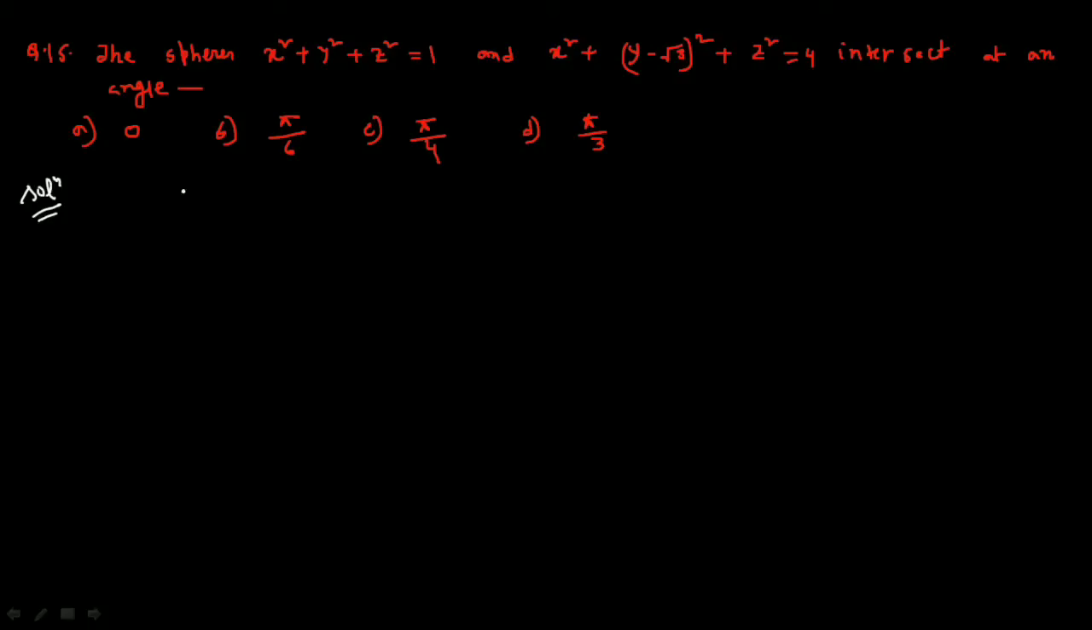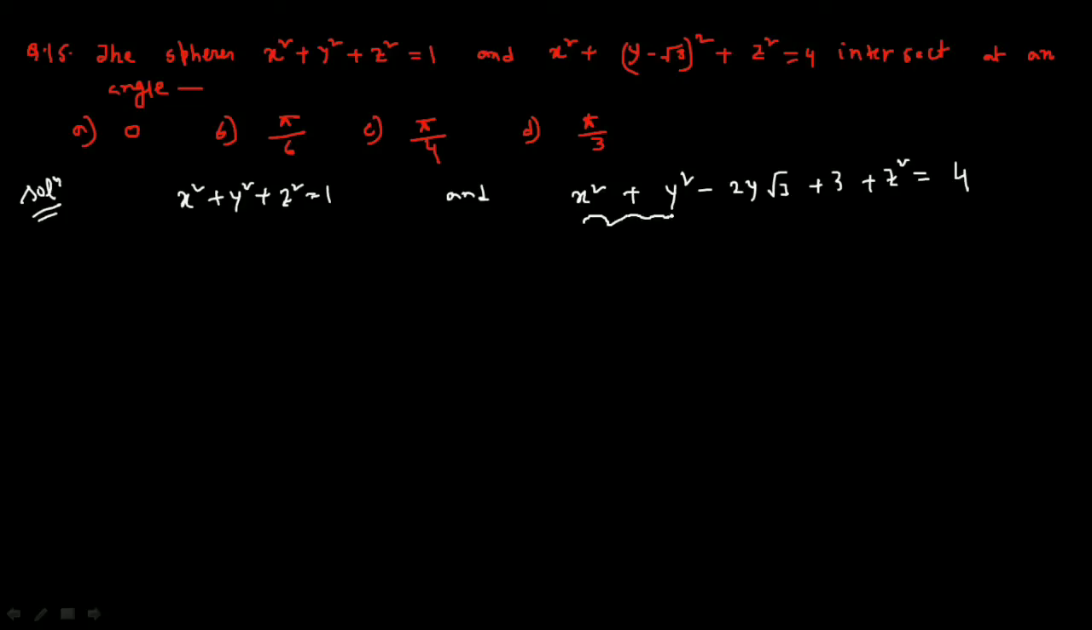So here one sphere is given as x square plus y square plus z square is equal to 1, and another sphere is given as this. So let me open this bracket. So x square plus y square minus 2y root 3 plus 3 plus z square is equal to 4, and if you put x square plus y square plus z square is equal to 1, then 3 plus 1 will be 4, and this 4 and 4 will be cancelled out, so it will be minus 2y root 3 is equal to 0, actually. So y is equal to 0 is one point.